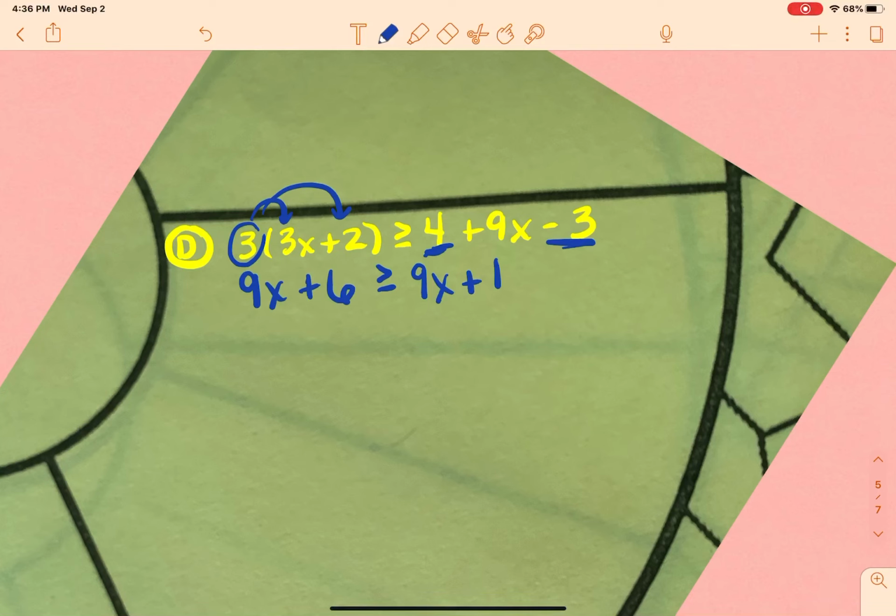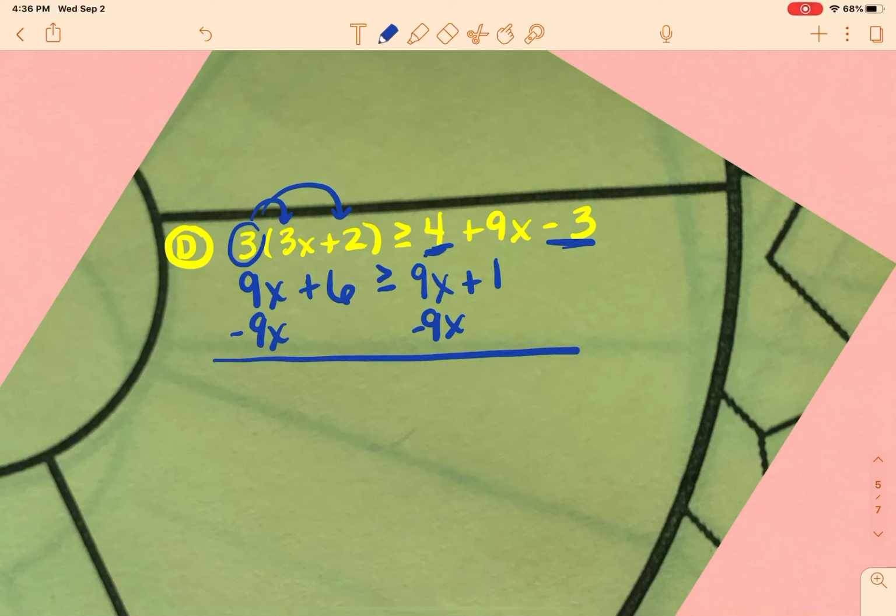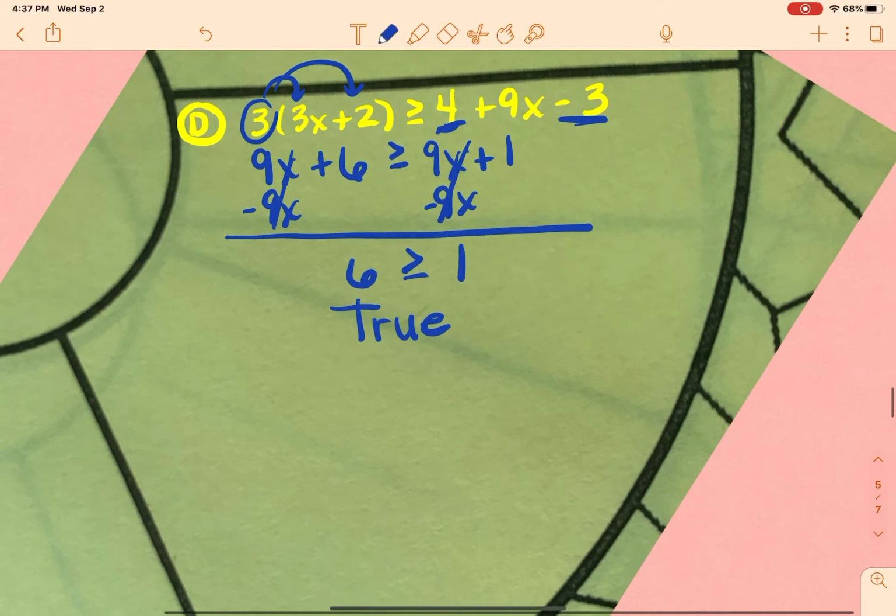And now I'm going to go through and try to get the x's on the same side. So I'm going to move this over there. So the opposite of positive 9x is negative 9x. So I'm going to subtract 9x. See how they both cancel again? But I'm left with 6 on this side and 1 on this side. Now, if I look at that, that's actually a true statement. 6 is greater than or equal to 1. So if what you're left with is a true statement, then your solution is going to be all real numbers.